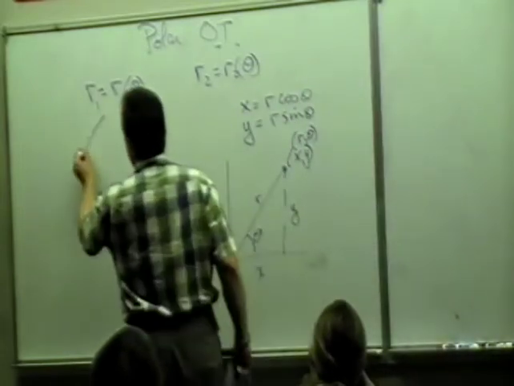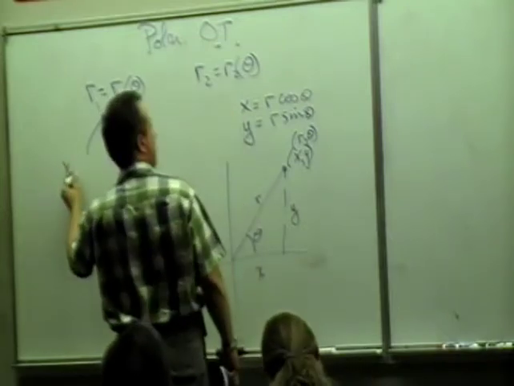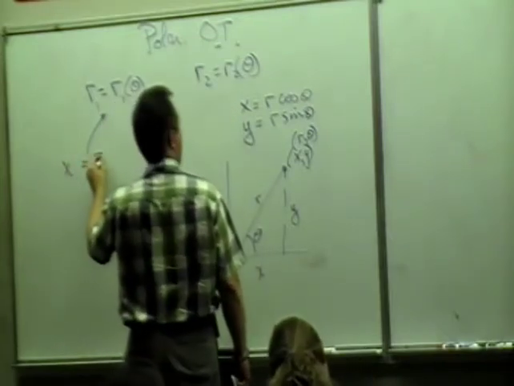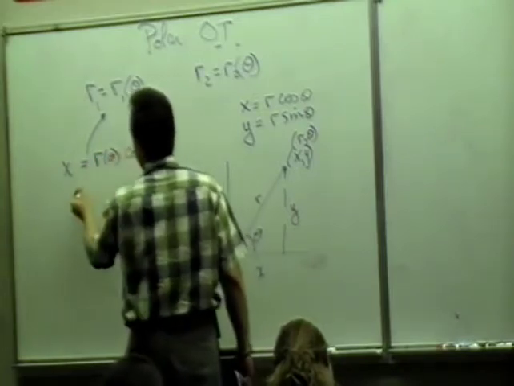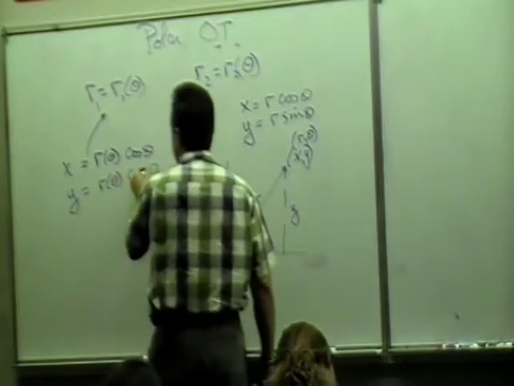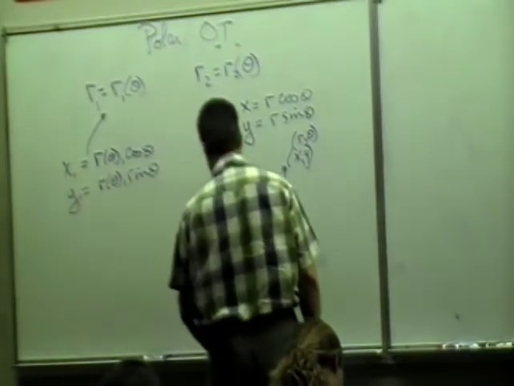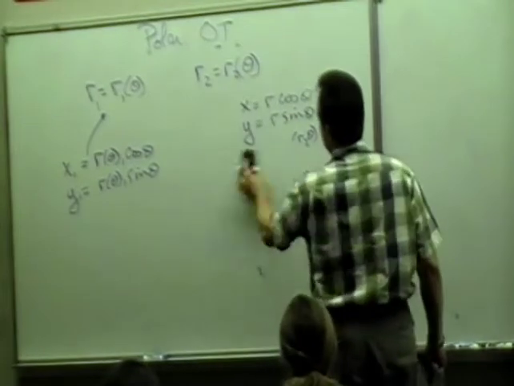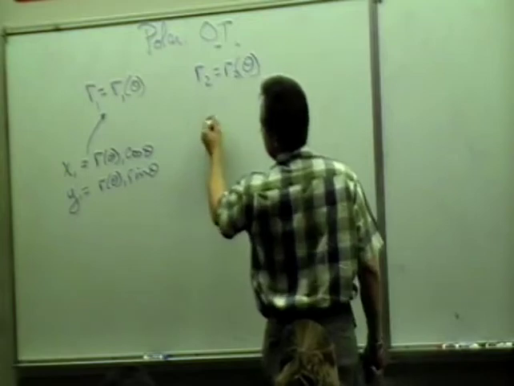So if this polar curve was written in terms of this, you would have x equaling r of theta cosine theta, and y equaling r of theta sine theta. This is r1, so this is x1, y1. And this other polar curve can be written like this.